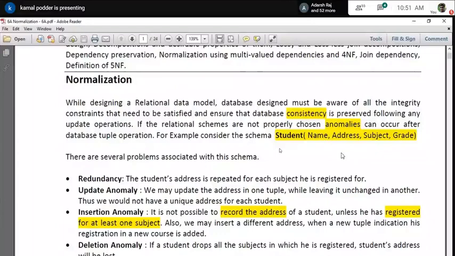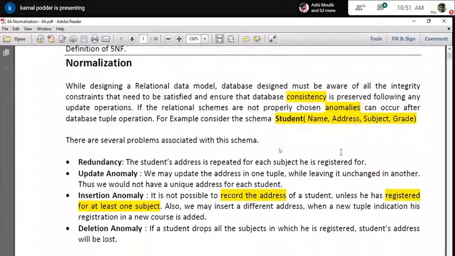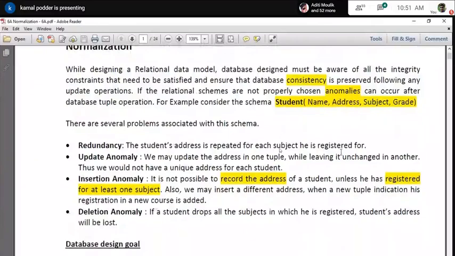Query always gives some integrated result. Okay. Now let's see what other different problems can come. Actually, let's take an example and then try to understand.